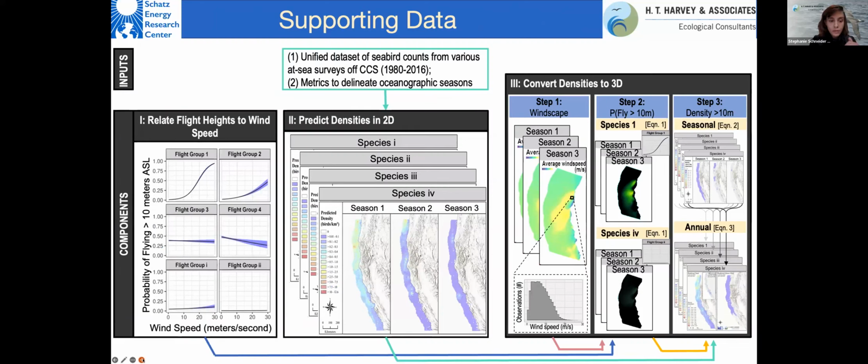So for component 2, the inputs were also seabird data, but different seabird data. We relied on 9 independent data sets collected between 1980 and 2016, which weren't all collected the same. They were strip transect, and we had to standardize them all so that they could all come together and play together nicely and undergo this analysis. That sounds kind of easy, but it took a lot of time.